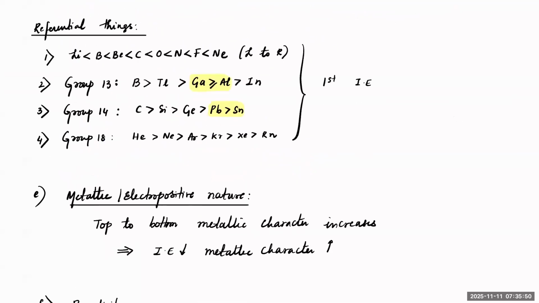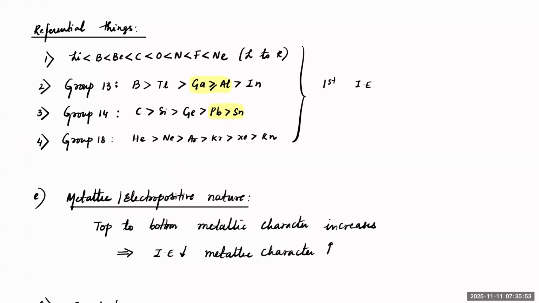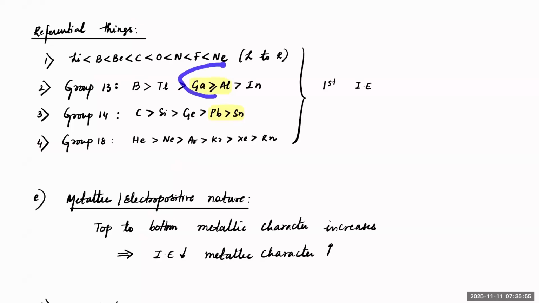Next. Check out the irregular things. That means group 13, how does it vary? Group 14, how does it vary? Because here there is variation in ionization. So that should be known.